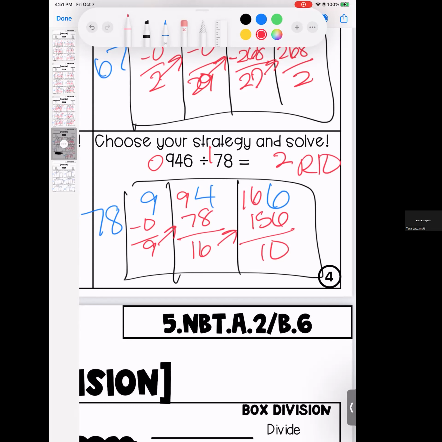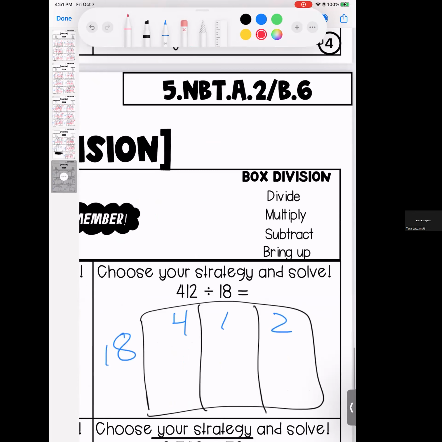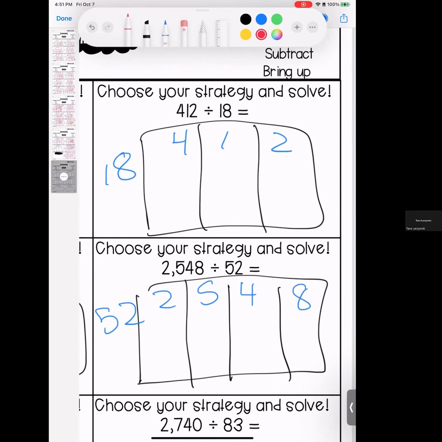We have one more page, mathletes. If you got this far, we are going to jump right in. So this is page number 5.